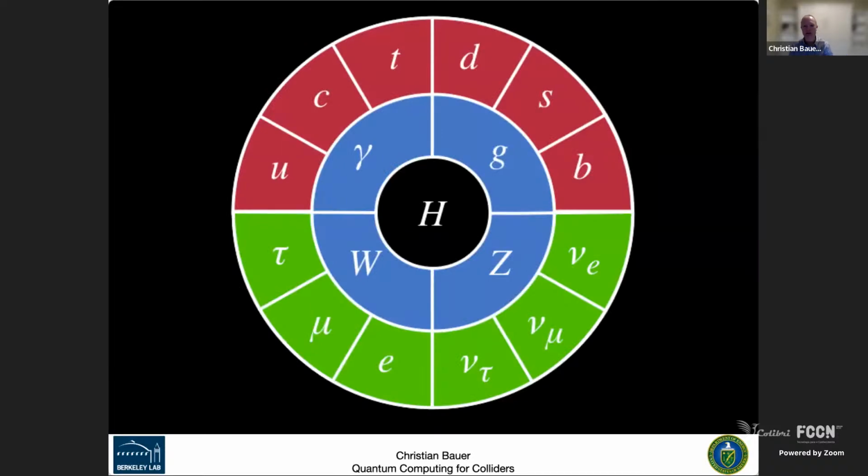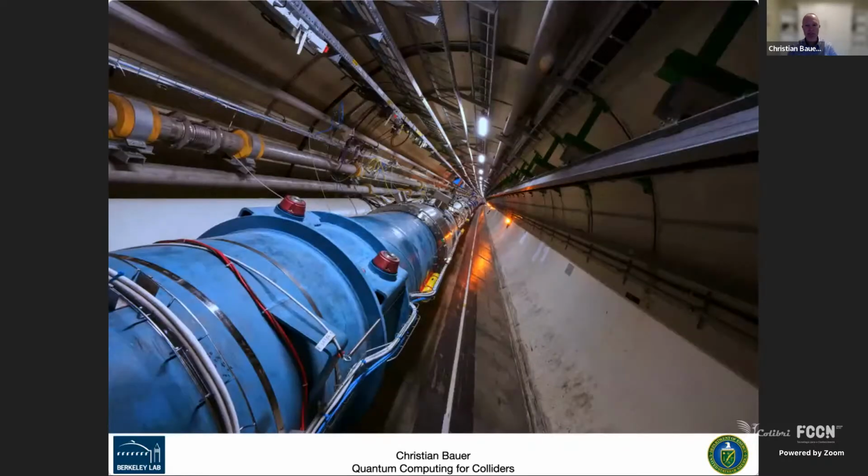So, I don't have to tell this audience what the standard model is and how successful the standard model has been, but, suffice it to say, we have an incredible theory that describes the most fundamental interactions of nature that, of course, culminated with the discovery of the Higgs boson more than 10 years ago at CERN. In order to do these experiments, we work at an experiment like CERN.